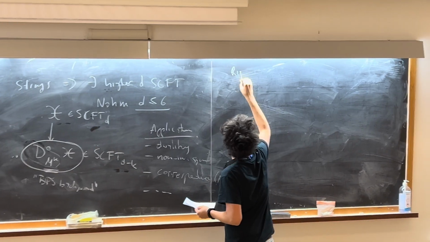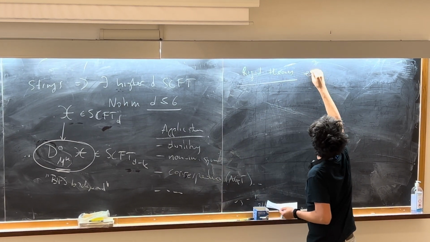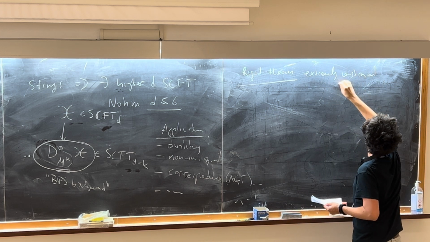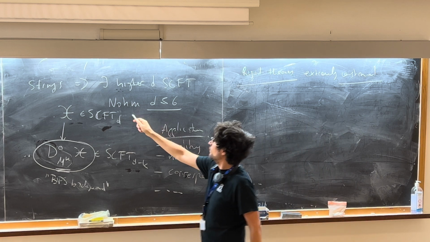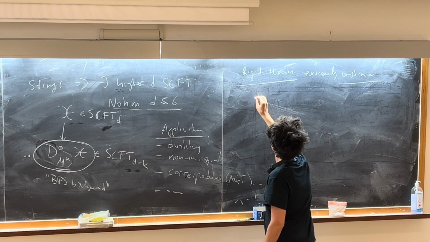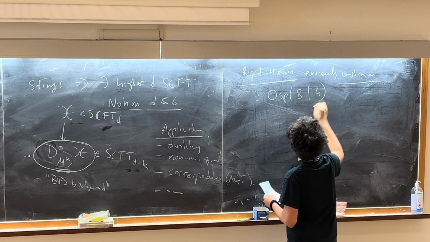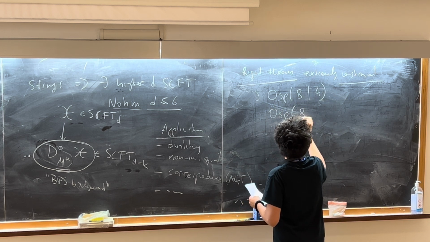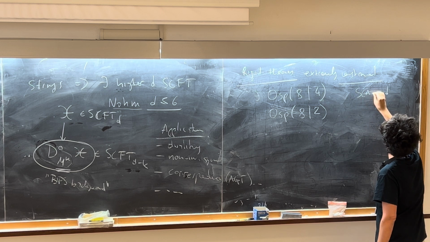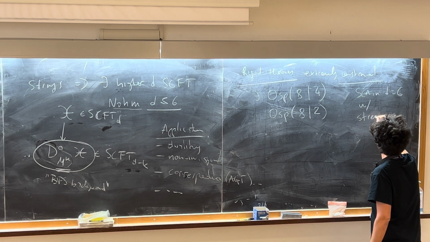So they are rigid, extremely constrained. In fact, of all the superconformal algebras that Nahm constructed, for d equal to 6 there are only two, OSP(8|4) and OSP(8|2). These are the two superconformal algebras in d equal to 6 with a good stress energy tensor.